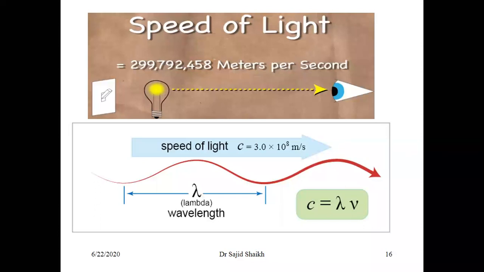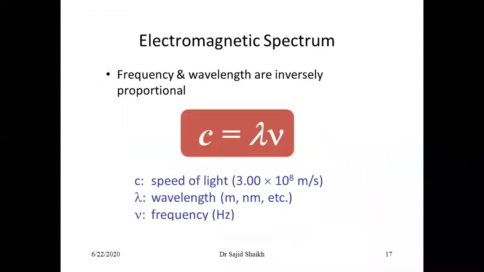And after this, what is the relation between the speed of light, wavelength, and frequency? This formula shows the relation: speed of light is equal to wavelength into frequency. By using this formula, we can calculate wavelength if frequency is given, since we know the speed of light. If wavelength is given, then we can calculate the frequency. So this is the formula we already studied.